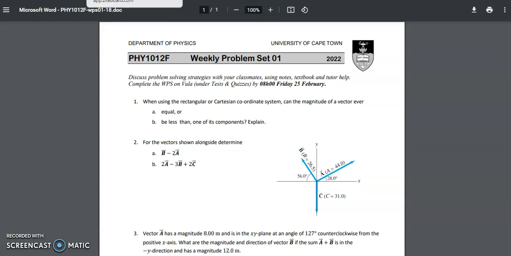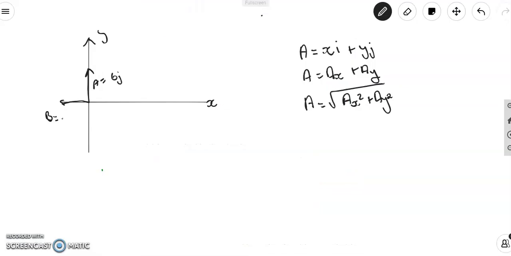Yes, the magnitude of the vector can be equal to one of its components, and this happens when the vector is along the axis. Yes, it's possible. I'm answering for A. Yes, it's possible. And when is it possible? It's possible when the vector lies along the axis.